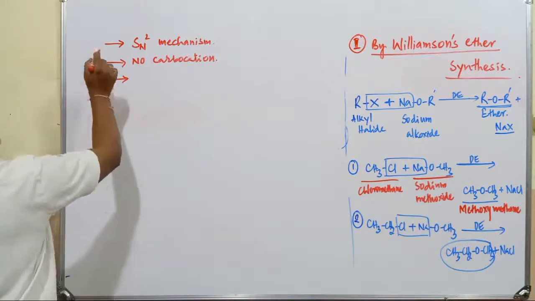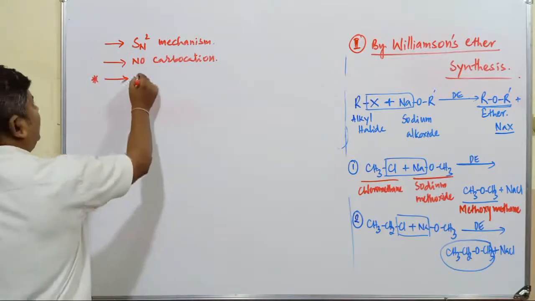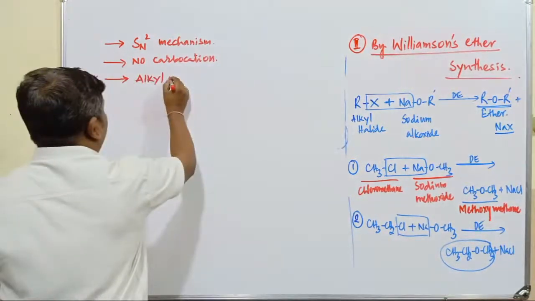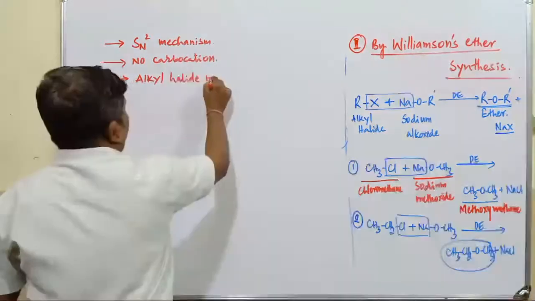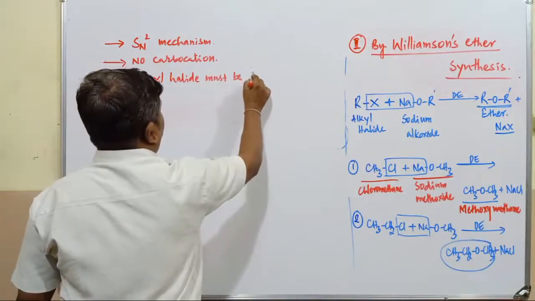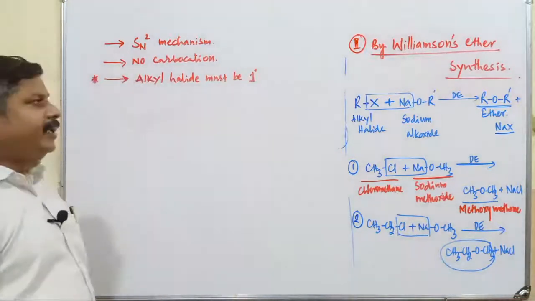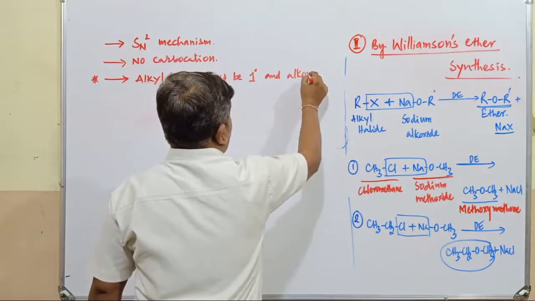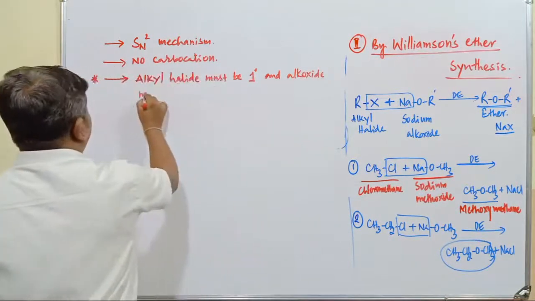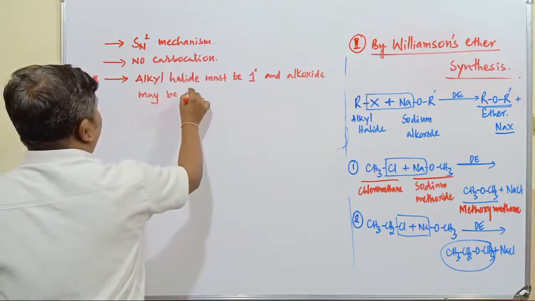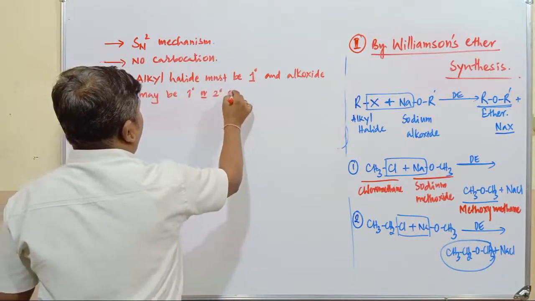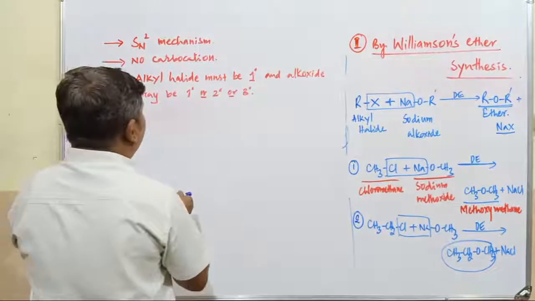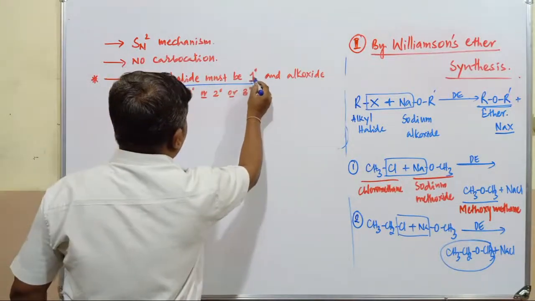Very important point in this reaction is, whatever the alkyl halide we are using here, this alkyl halide must be primary. Only primary alkyl halide should be used. And the alkoxide may be primary or secondary or tertiary, it doesn't matter. But in this particular reaction, the alkyl halide must be primary.